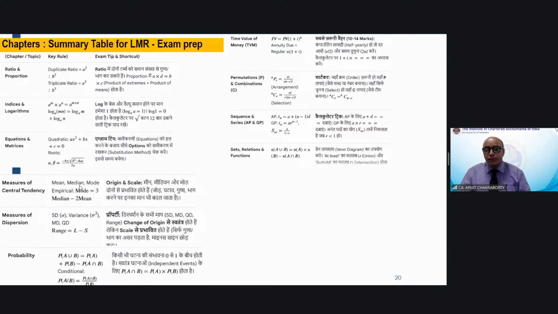Please revise once again the concept of random experiment. Its outcome जो कि event कहलाता है, mutually exclusive क्या है, exhaustive क्या है, equally likely, and then please remember these important formula.